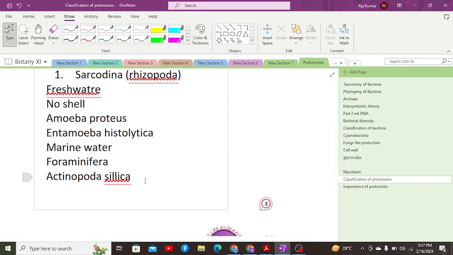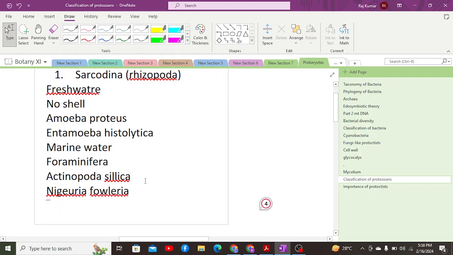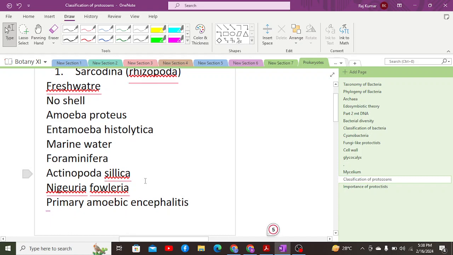Among them is Naegleria fowleri, which is basically a member similar to amoeba. It is an amoeba which causes primary amoebic encephalitis, not dysentery: primary amoebic encephalitis, Naegleria fowleri.